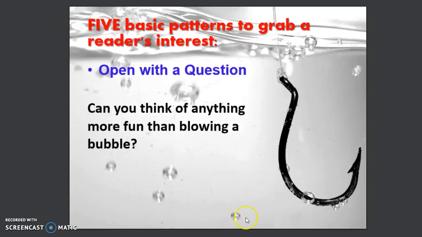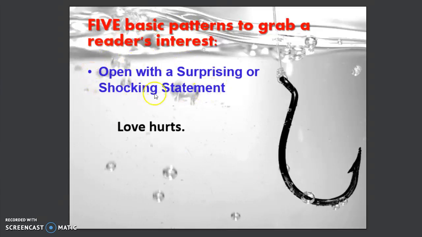After that, the next one is a question. You open with a question. For example, you ask a question right at the start of the introduction: can you think of anything more fun than blowing a bubble? So this is a question. Next, you open with a surprising or shocking statement that will shock people. Love hurts. There will not be any numbers or anything like that. It's different from surprising statistics. Statistics will have numbers, but a statement is just words.